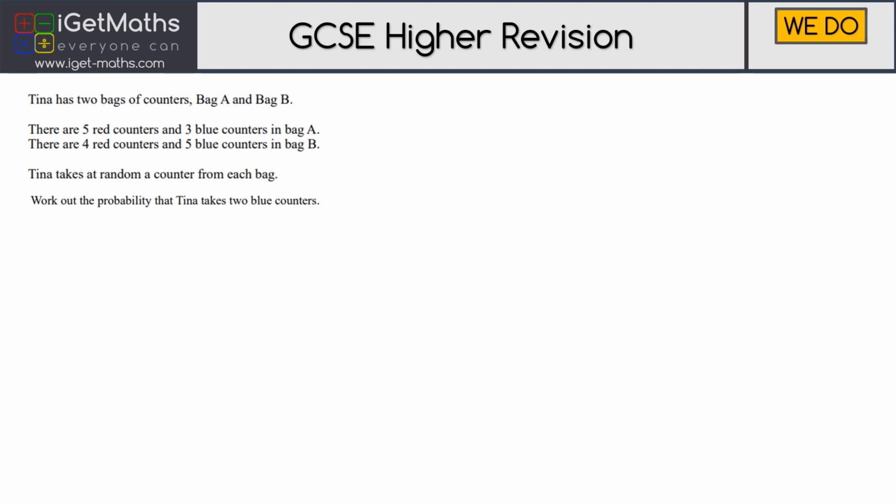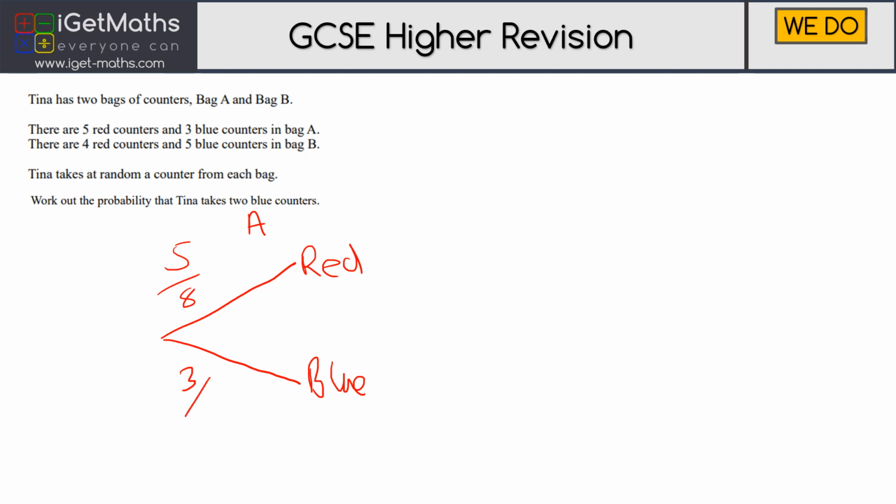So you're going to draw a probability tree diagram. So you're going to draw 2 branches. You want either the red option from bag A. I'm going to just put A, so this is bag A. And then you've got a blue option. The red option is 5 counters, remember, out of a total of 8. And the blue option is 3 out of a possible 8.